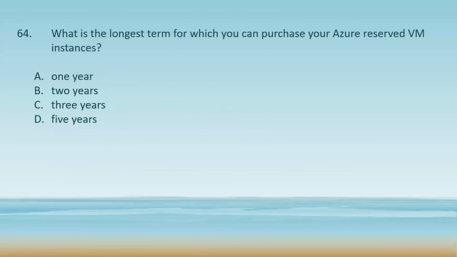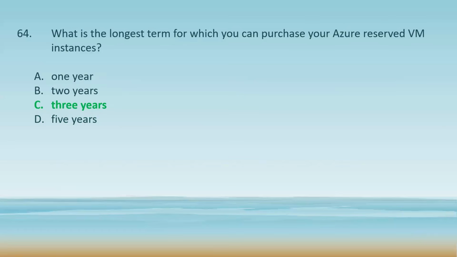Question number 64. What is the longest term for which you can purchase your Azure reserved VM instances? Your options are 1 year, 2 years, 3 years, or 5 years. So the correct answer is option C, 3 years. Reserved instances provide discounted reservation rates for 1 or 3-year term commitment. So the correct answer in this case is option C, 3 years.